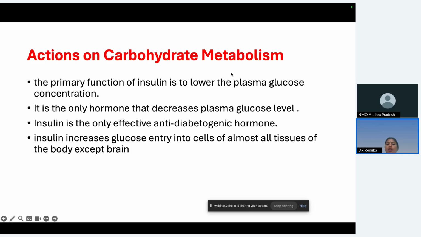What are the actions on carbohydrate metabolism? The primary function of insulin is to lower the plasma glucose level, or the blood glucose concentration. It is the only hormone that decreases the glucose. Insulin is the only effective anti-diabetogenic hormone. Insulin increases glucose entry into the cells. It supplies glucose to almost all the tissues of the body except the brain.